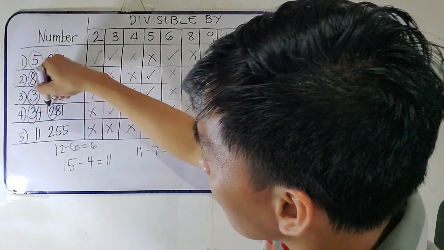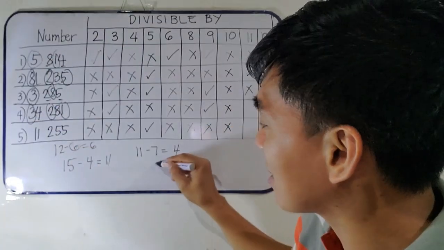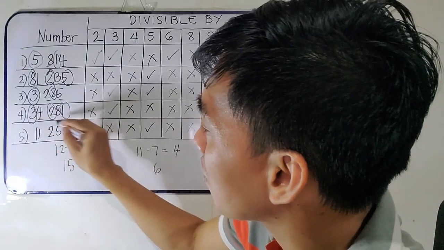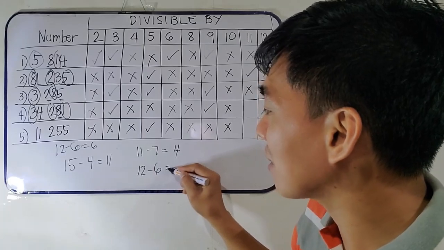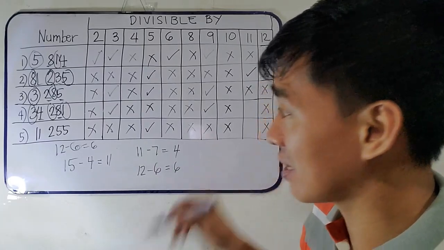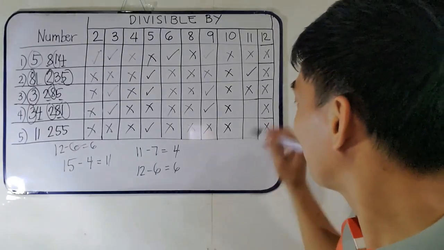3, 2, and 1. The sum of these three numbers is equal to 6. Here, that's 4 and 8, that is equal to 12. If you will subtract, the answer is 6. So I think that's not divisible.